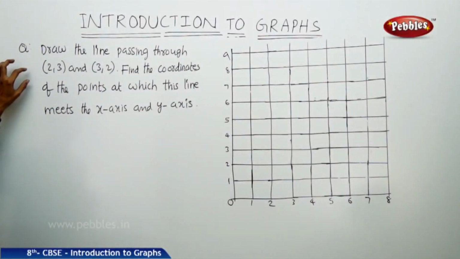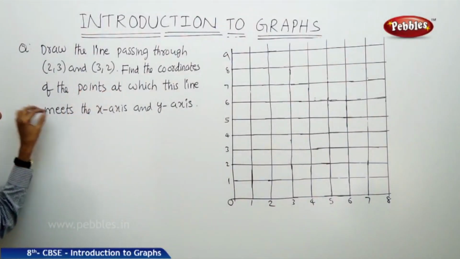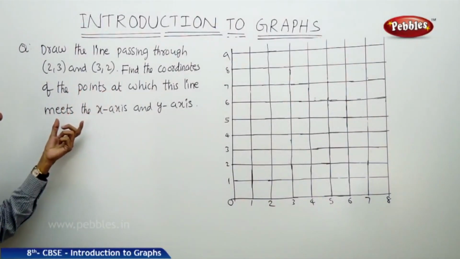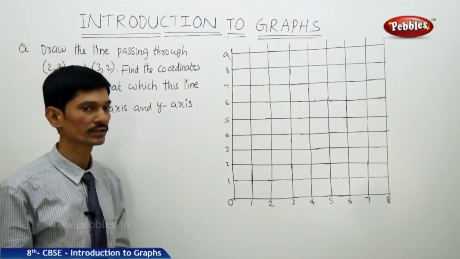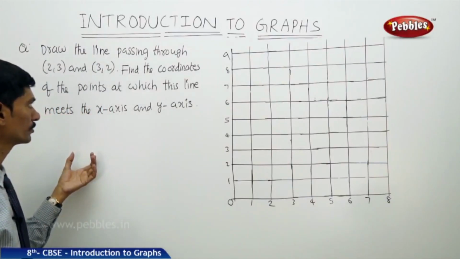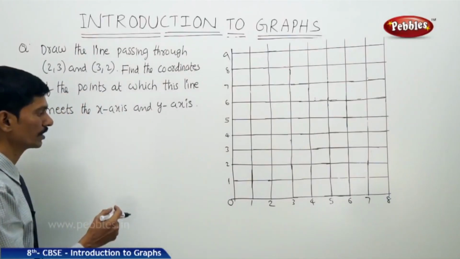Draw the line passing through the points 2 comma 3 and 3 comma 2 and find the coordinates of the points at which this line meets the x-axis and y-axis. So first we will draw the line passing through the given points 2 comma 3 and 3 comma 2. So first we will locate the 2 points, which are 2 comma 3 and 3 comma 2.